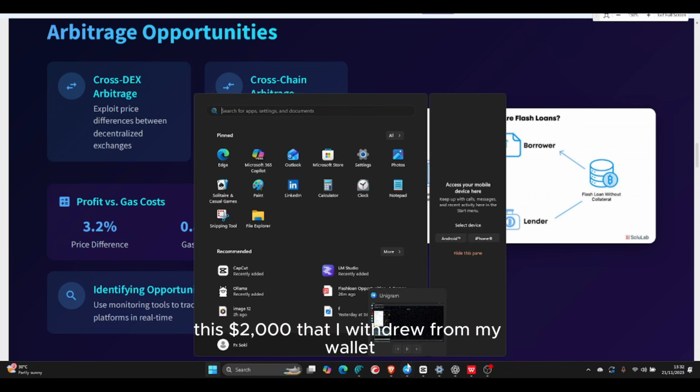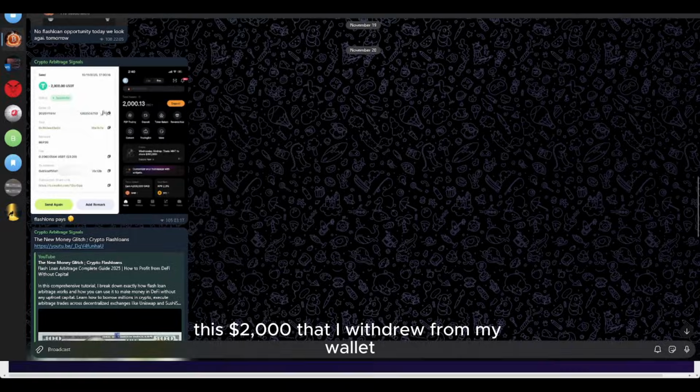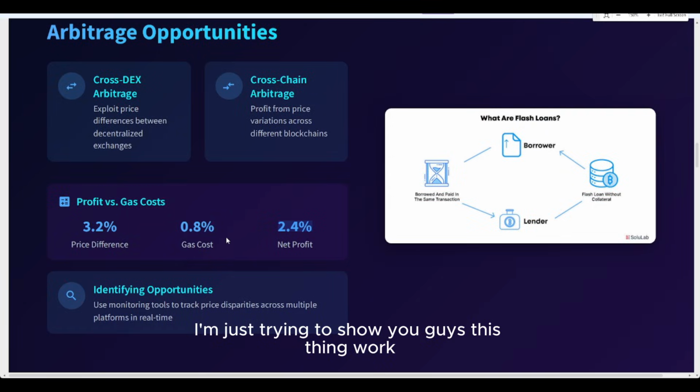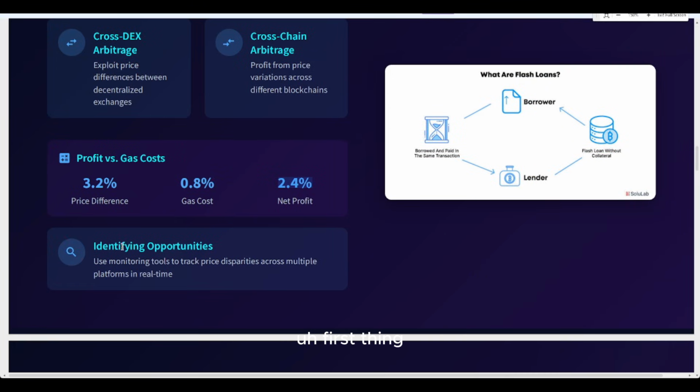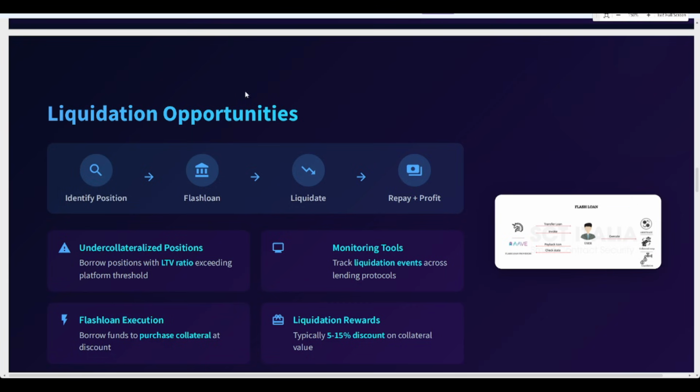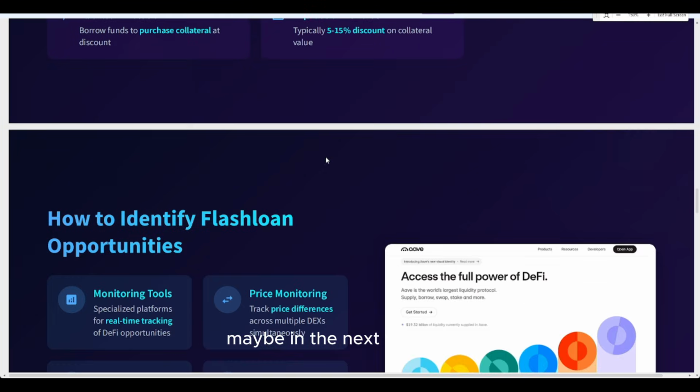No, this $2,000 that I withdrew from my wallet is part of the money that I made earlier using flash loan arbitrage. I'm just trying to show you guys that this thing works. First thing, I want to talk about liquidation opportunities maybe in the next video.